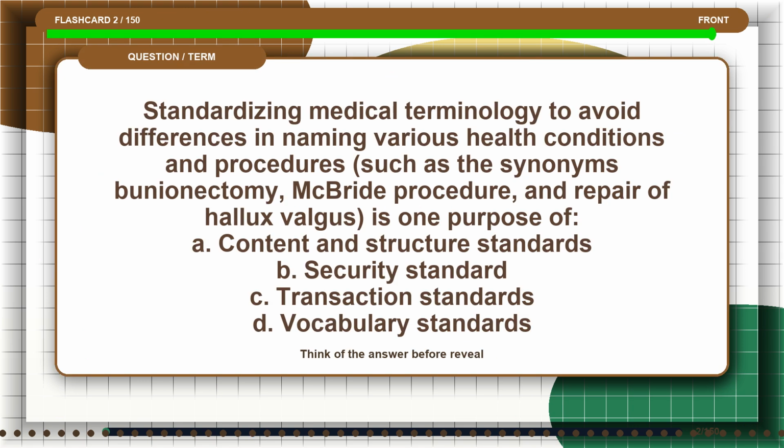Flashcard 2. Standardizing medical terminology to avoid differences in naming various health conditions and procedures, such as the synonyms bunionectomy, McBride procedure, and repair of hallux valgus, is one purpose of A. Content and structure standards B. Security standards C. Transaction standards D. Vocabulary standards. Think of the answer before the reveal.